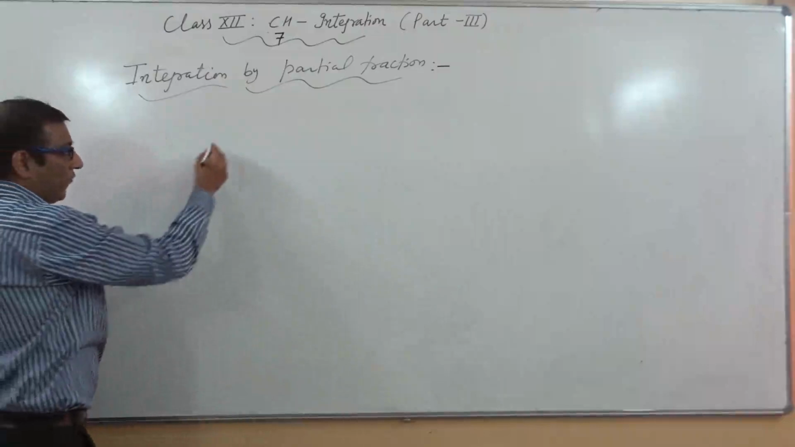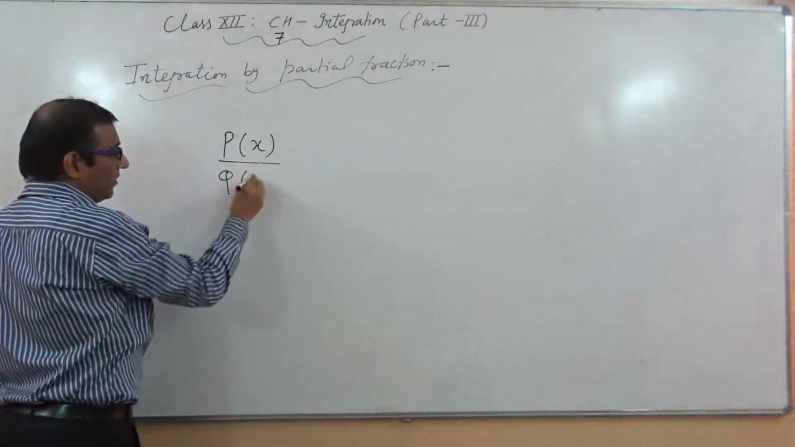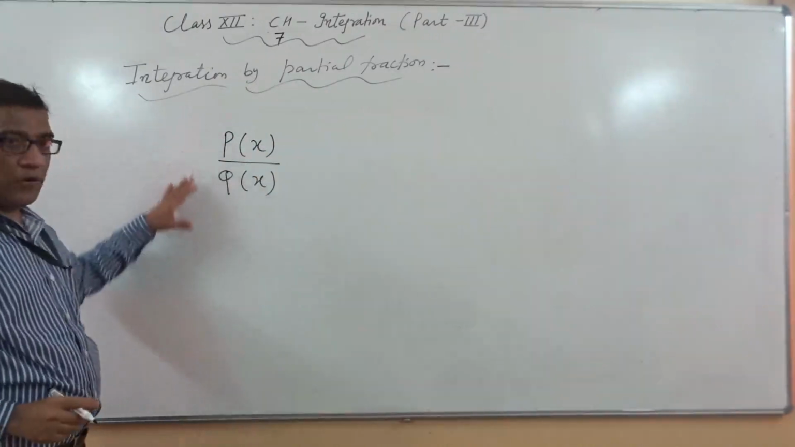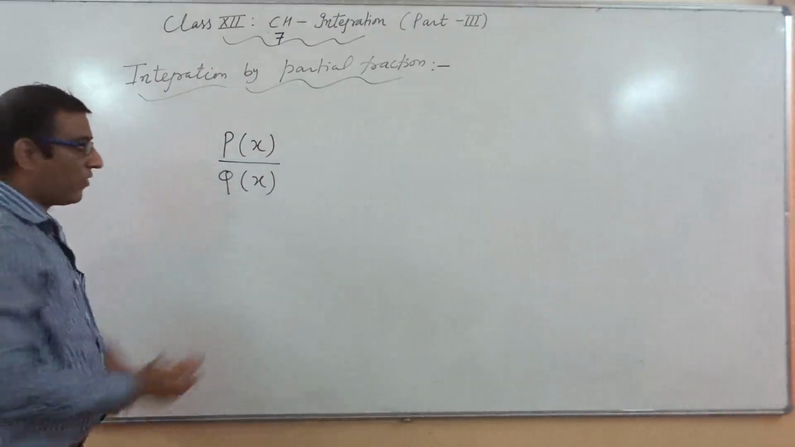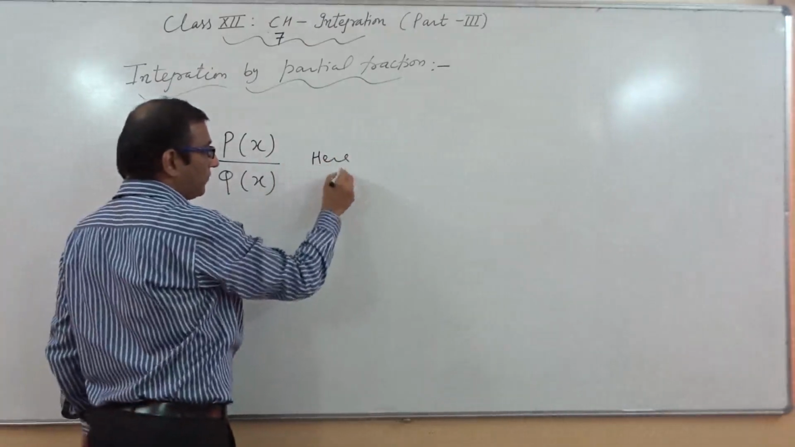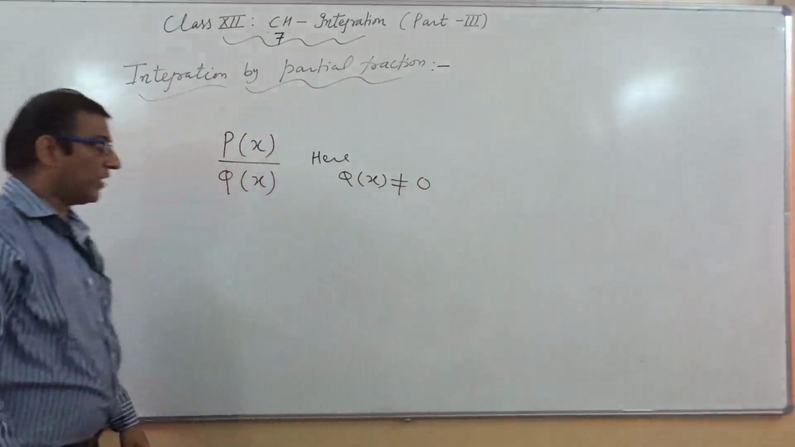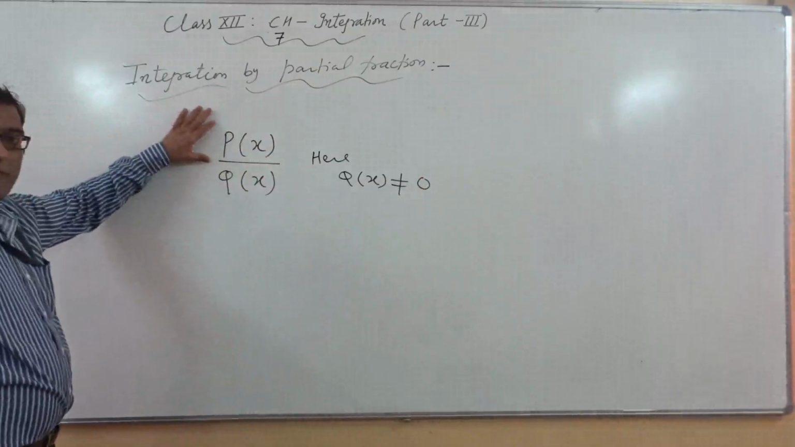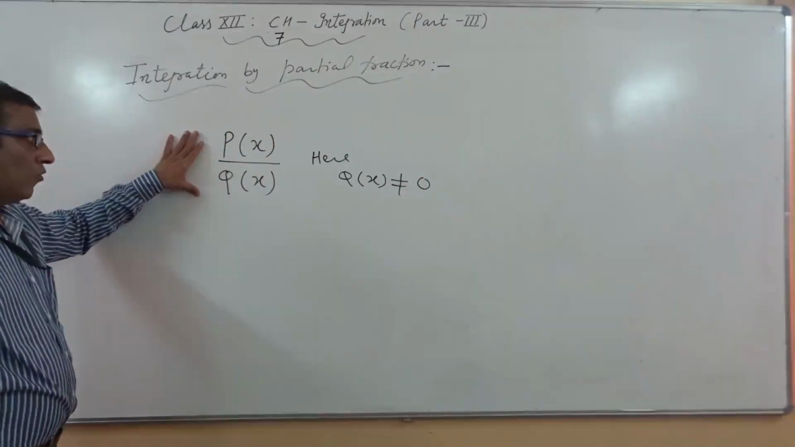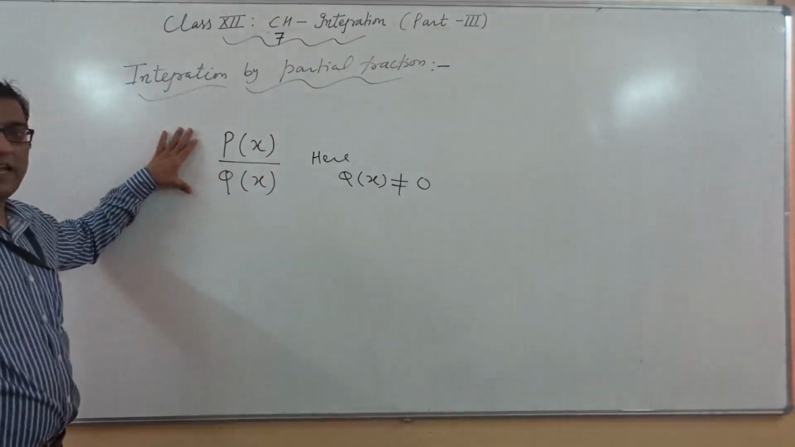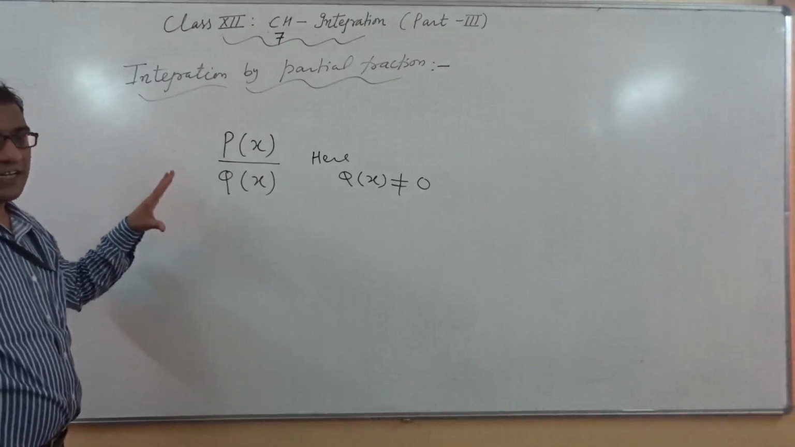Before that, we have to focus on the rational function, that is P(x) upon Q(x). P and Q both are polynomials in variable x, and here we can say Q(x) is not equal to 0. If the degree of the P polynomial is less than the degree of the Q polynomial, then that type of rational function is known as a proper rational function, otherwise it is known as an improper rational function.